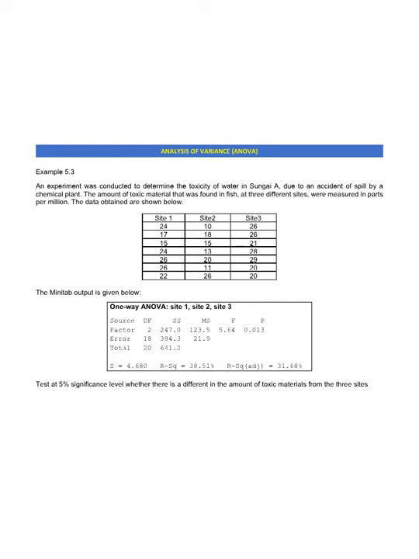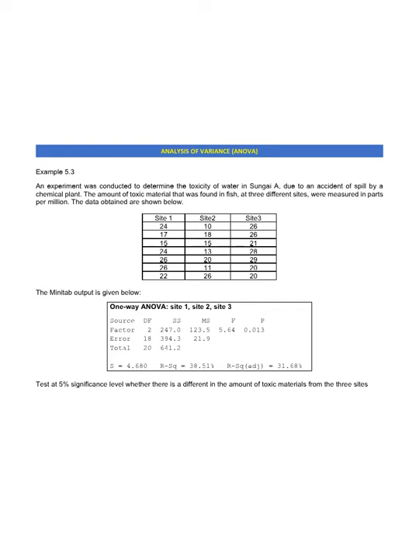Okay, look at example 5.3. An experiment was conducted to determine the toxicity of water in Sungai A due to an accident or spill by a chemical plant. The amount of toxic material that was found in fish at 3 different sites were measured in parts per million. The data obtained are shown below. So we have 3 sites, site 1, site 2 and site 3. Okay, so apa yang di measure kat sini adalah amount of toxic material, measured in parts per million.